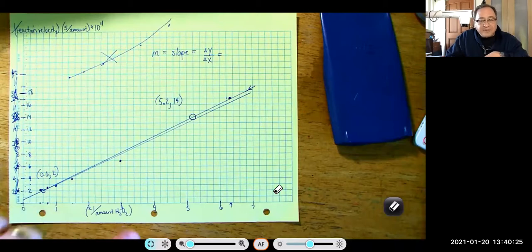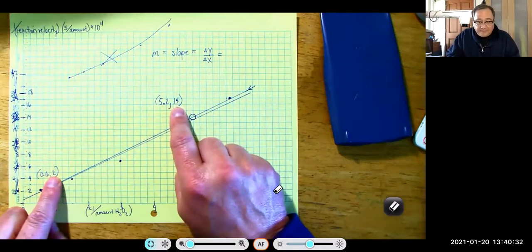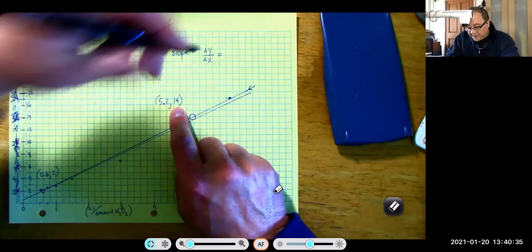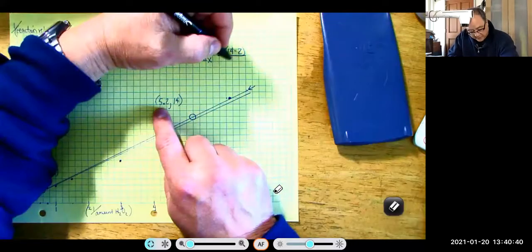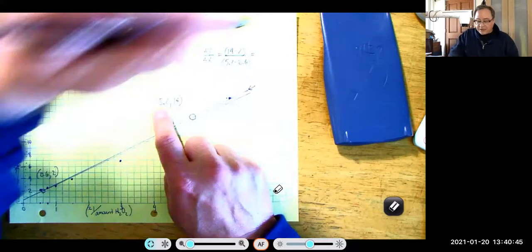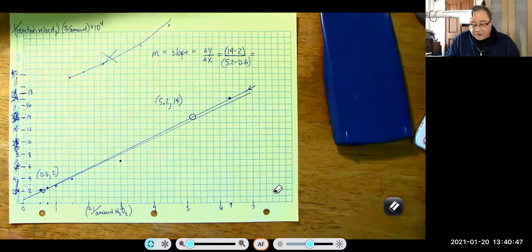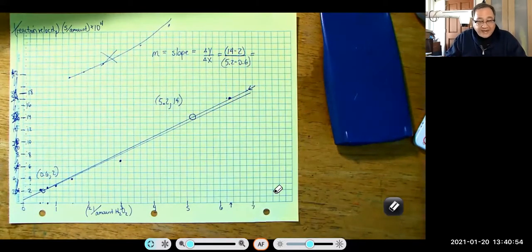So a more sophisticated method and a better method is to do change in y over change in x. So we know these second values are the y values, right? So this is 14 minus 2 over 5.2 minus 0.6. And I can do this in my head, sort of. 14 minus 2 is 12. 5.2 minus 0.6 is what, 4.8? So 12 divided by 4.8 should be more than 2, but less than 3.